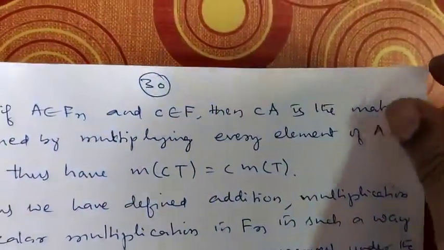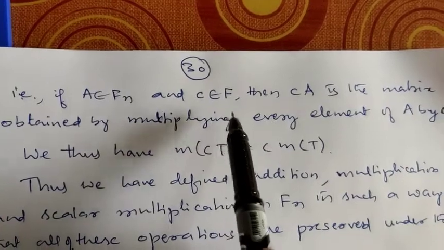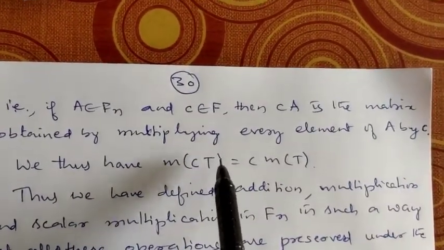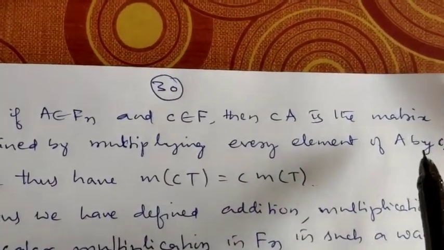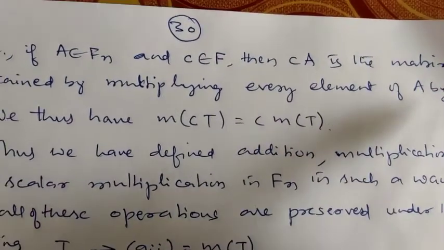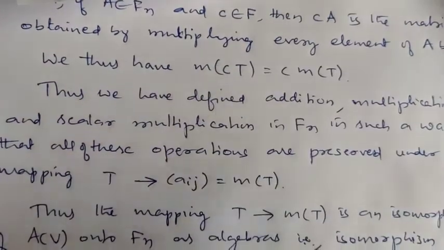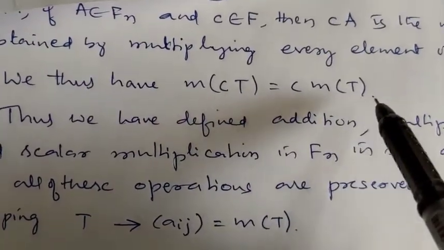That is, if A belongs to Fn and C belongs to F, then C into A is the matrix obtained by multiplying each element of A by C. How do you get C into A? You have to multiply each element of the matrix A by the constant C. Thus we have the matrix of C into T equal to C times the matrix of T.